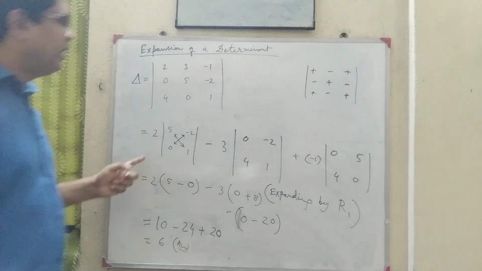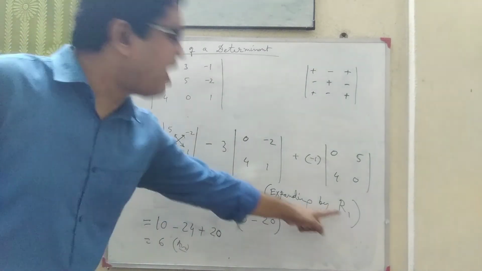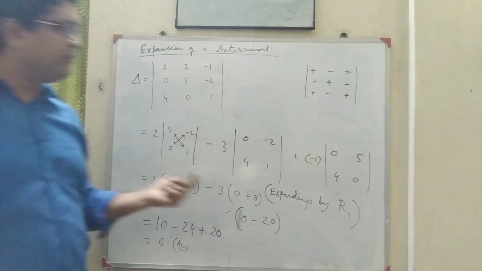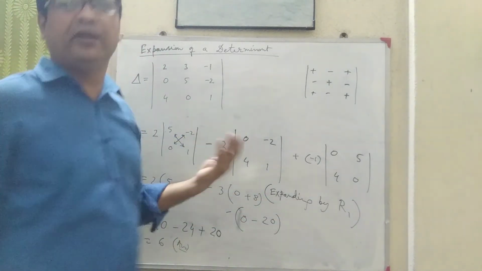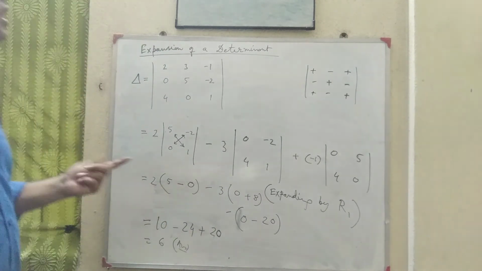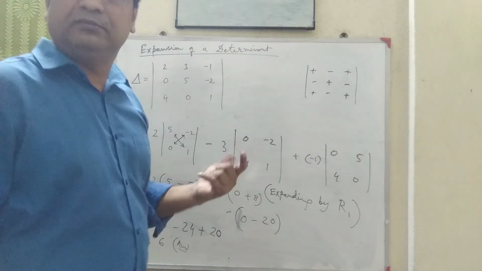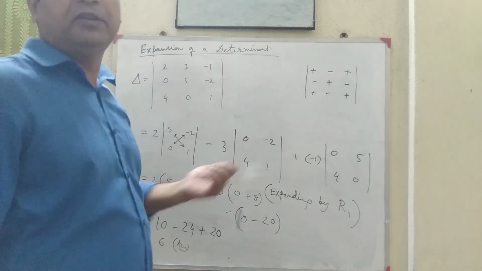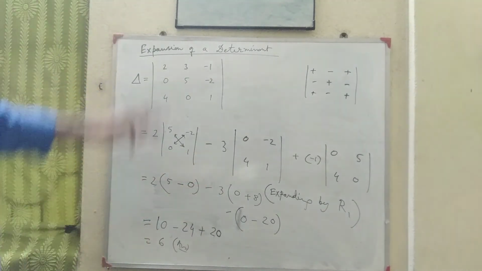Now let's see, this we have expanded by R1. Now let's see what value comes if we expand by any other row or any other column. As I said, always we will get the same value whichever row or column we expand. So let's check with the same determinant.